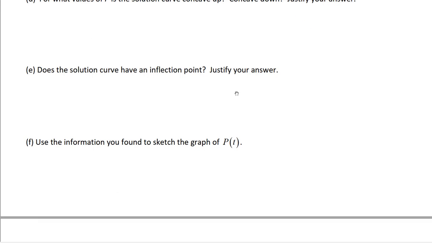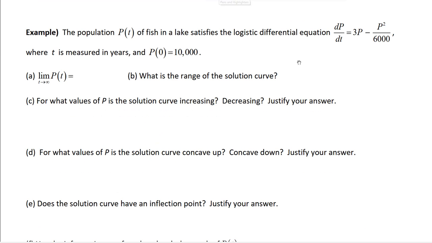All right, let's go to example 2. It's very similar again, but we've got to make sure we understand the process. So here we go. The population of fish satisfies that logistic equation, the same one, where t is measured in years and P of 0 is equal to 10,000. Well, let's see if we can get this in the form of Kp times L minus P. So dP over dt equals, I have to take out a P. I'm going to take out a 6,000 again, because this needs to be a single P, times 18,000 minus P. All right, and that's what I want.